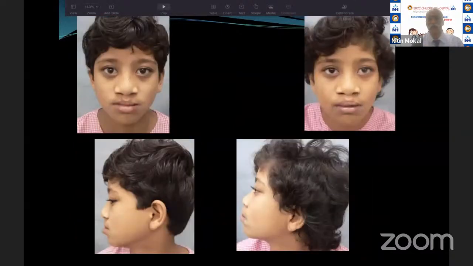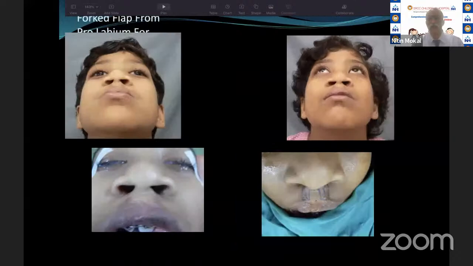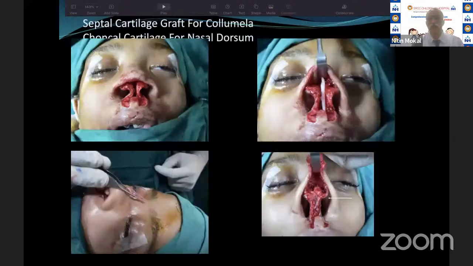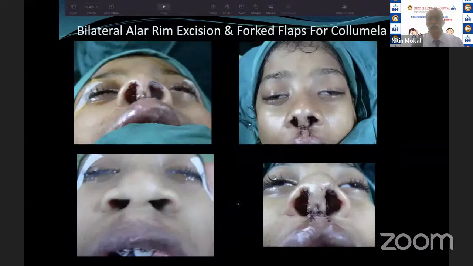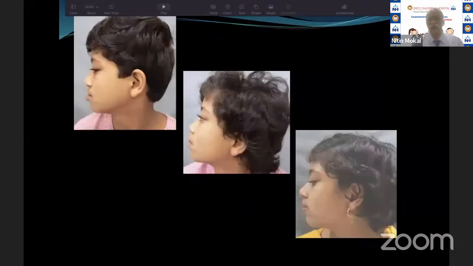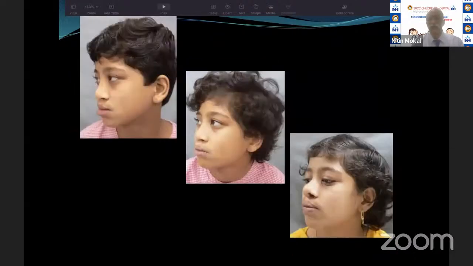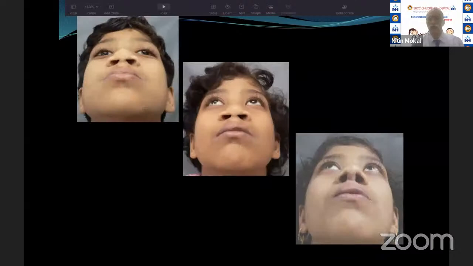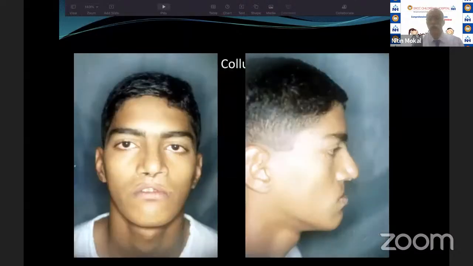My orthodontic colleague will place a bracket on it and bring that maxilla to its normal position. At the first stage we did that, and then at the second stage we did a fork flap and a nose rhinoplasty, and brought that columella up. This is the pre-op, after the first stage, and after the second stage. So this is how you can correct the deformities, the columella lengthening, the ala.